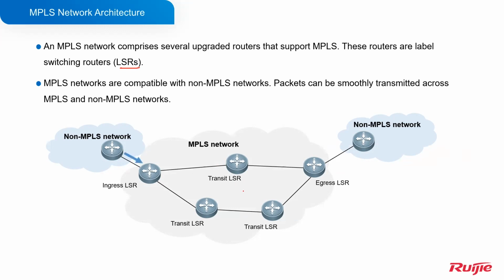So if some packets come from a non-MPLS network, the ingress LSR will add a label, then choose the best path for the message out, and then leave the network. The path we choose in the MPLS network we call an LSP, label switching path. And a very important part is how to build the LSP to select the best path.